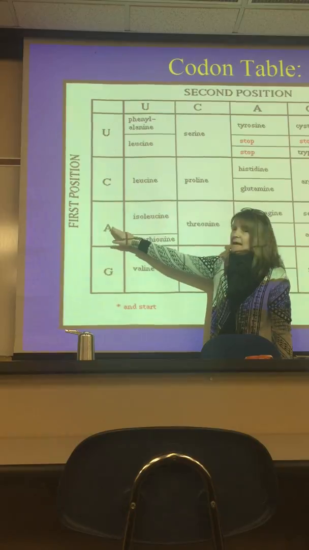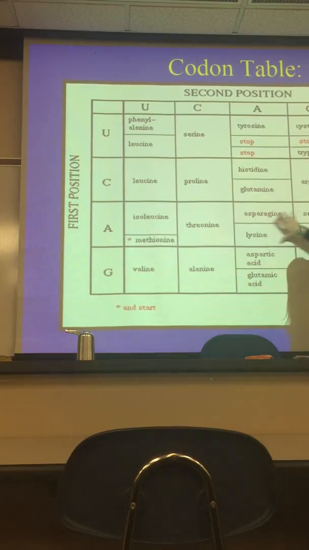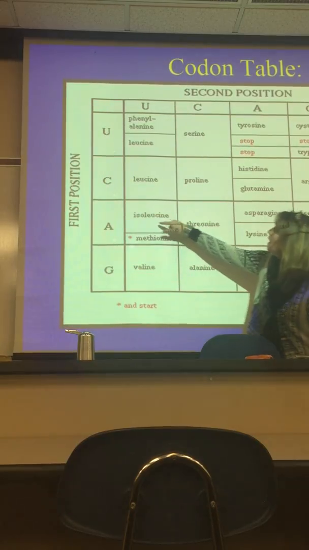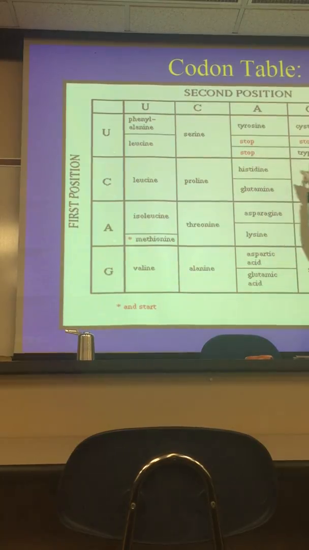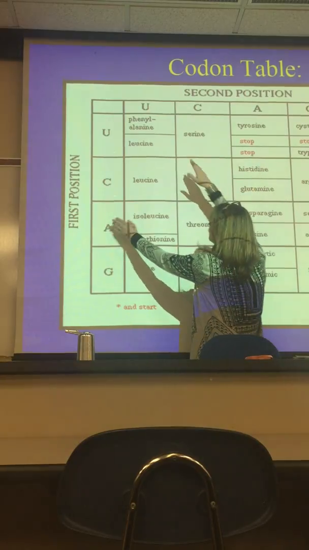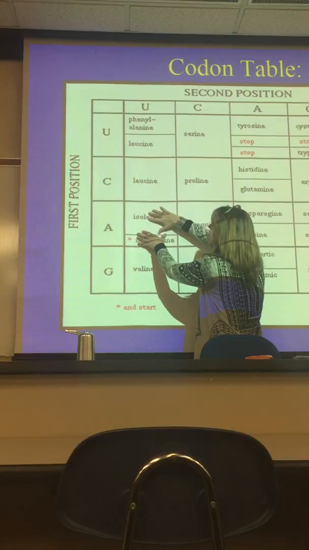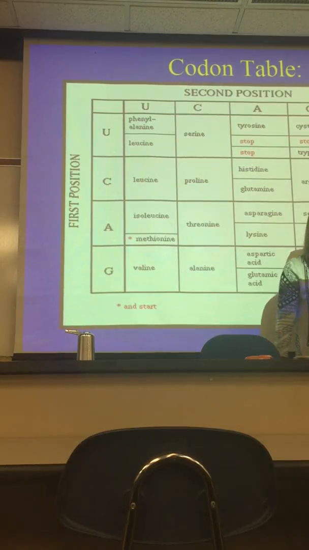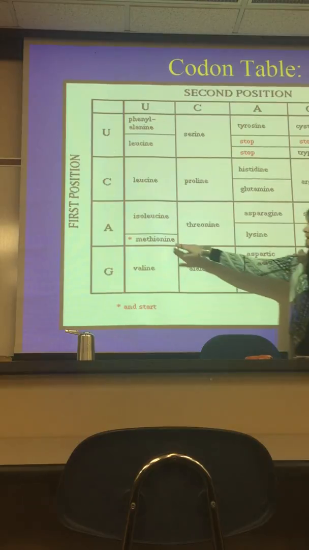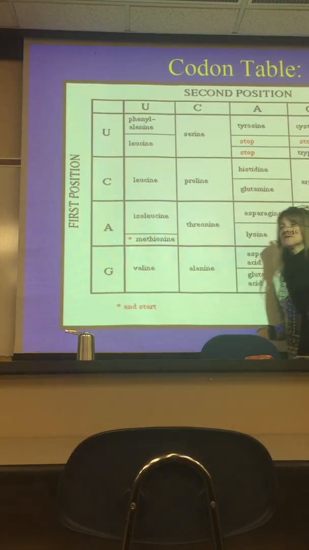So our first one was A, right? So we know we're in this segment right in here. A. The next one was U. If we go across the top, that's where the second position would be identified. U, C, A, and G. We know the second one's U. So far we're right in this section right here, right? A, U. The 2 possible amino acids are isoleucine or methionine. Notice methionine has a little asterisk next to it.